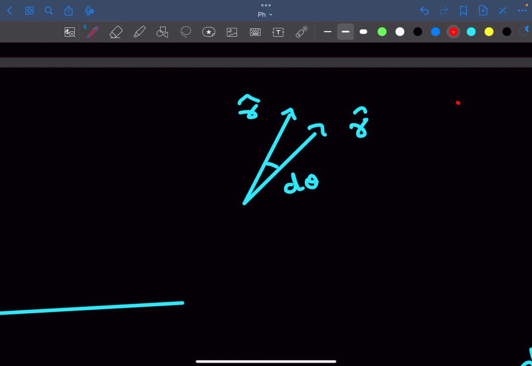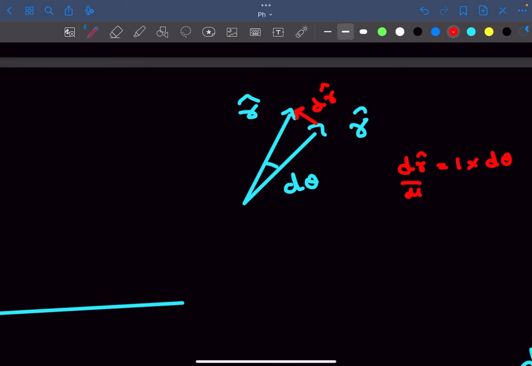So this would be dr cap. Another realization is that dr cap is actually perpendicular to r cap. The reason for that is, if it had a tangential component, then r cap's magnitude would increase, which clearly is not possible, as r cap's magnitude is always 1. So dr cap is perpendicular to r cap. Now dr cap is basically the arc length, and that would be equal to the radius, which is 1, again because it's a unit vector, times the angle, which is d theta.